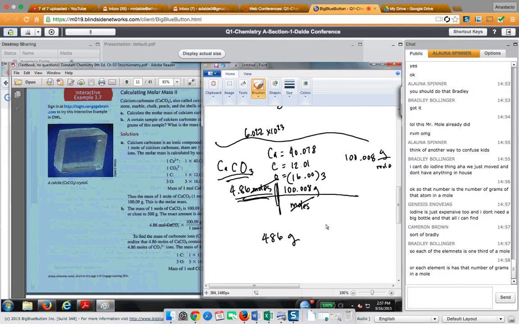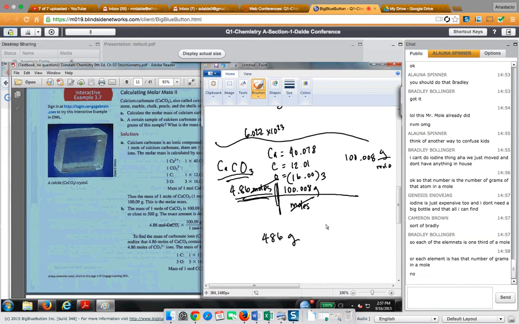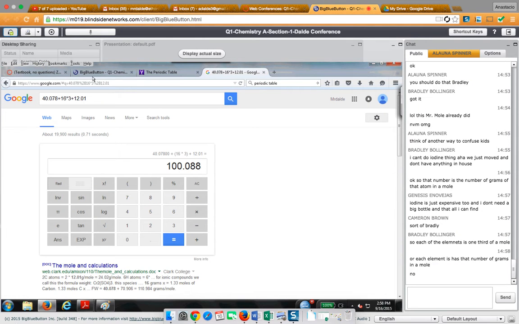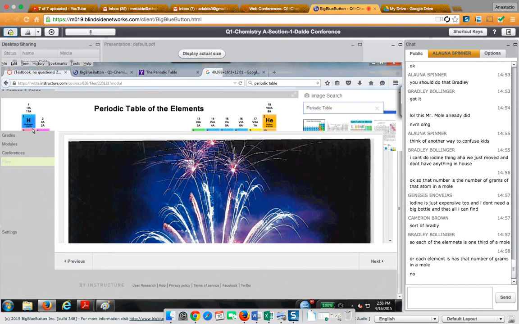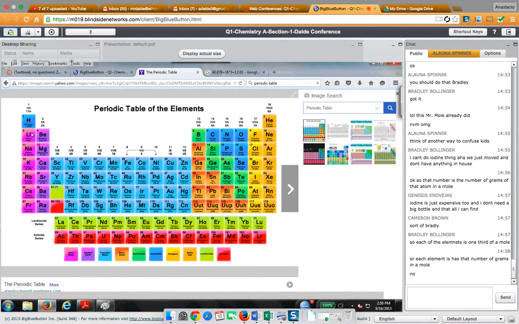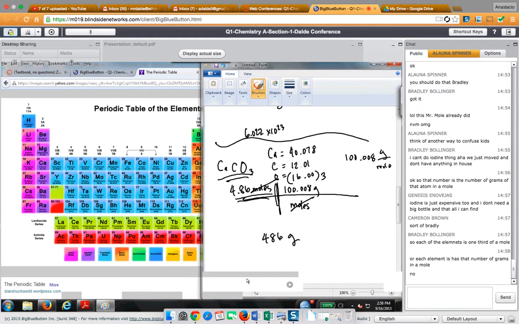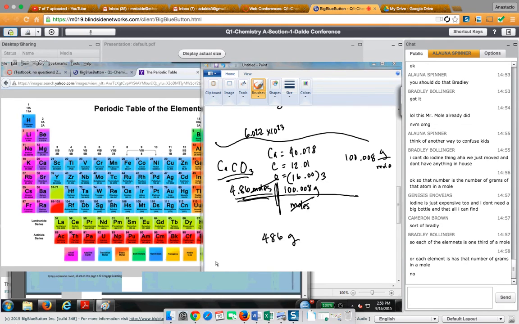Is each element 1/3 of a mole, or is each element the number of grams in a mole? Bradley, the way you explained it the second time is correct. On the periodic table, we've listed how many grams 1 mole of that substance is. Just like in the s'mores lab, I've listed how many grams 1 Anastasio of that substance is. Does that make sense? So this totally does relate back to our original thing.